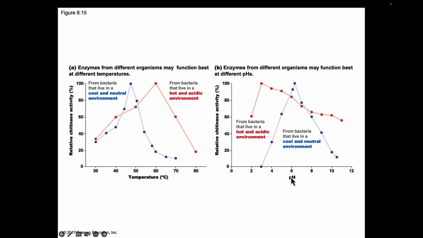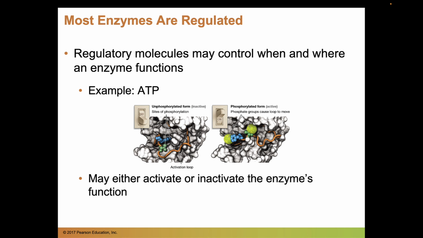We can look at the same thing with pH. We'll go through this slowly, but the enzyme from bacteria that lives in a hot acidic environment works best at a pH of 2, and the enzyme isolated from bacteria that lives in this cool neutral environment works best at a pH slightly above 6 or maybe 7. And so you can see they're adapted to their environments, but under extreme conditions, neither one works very well.